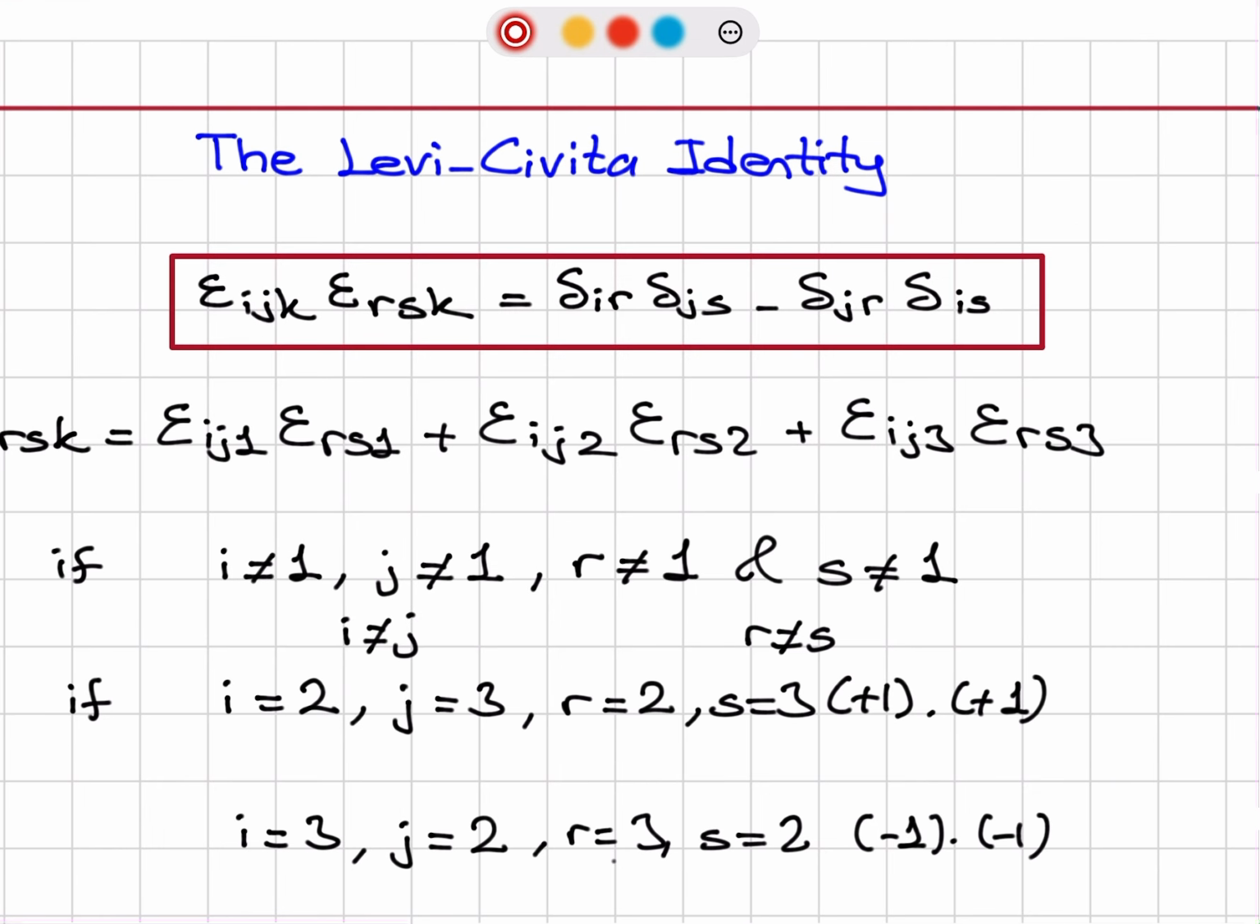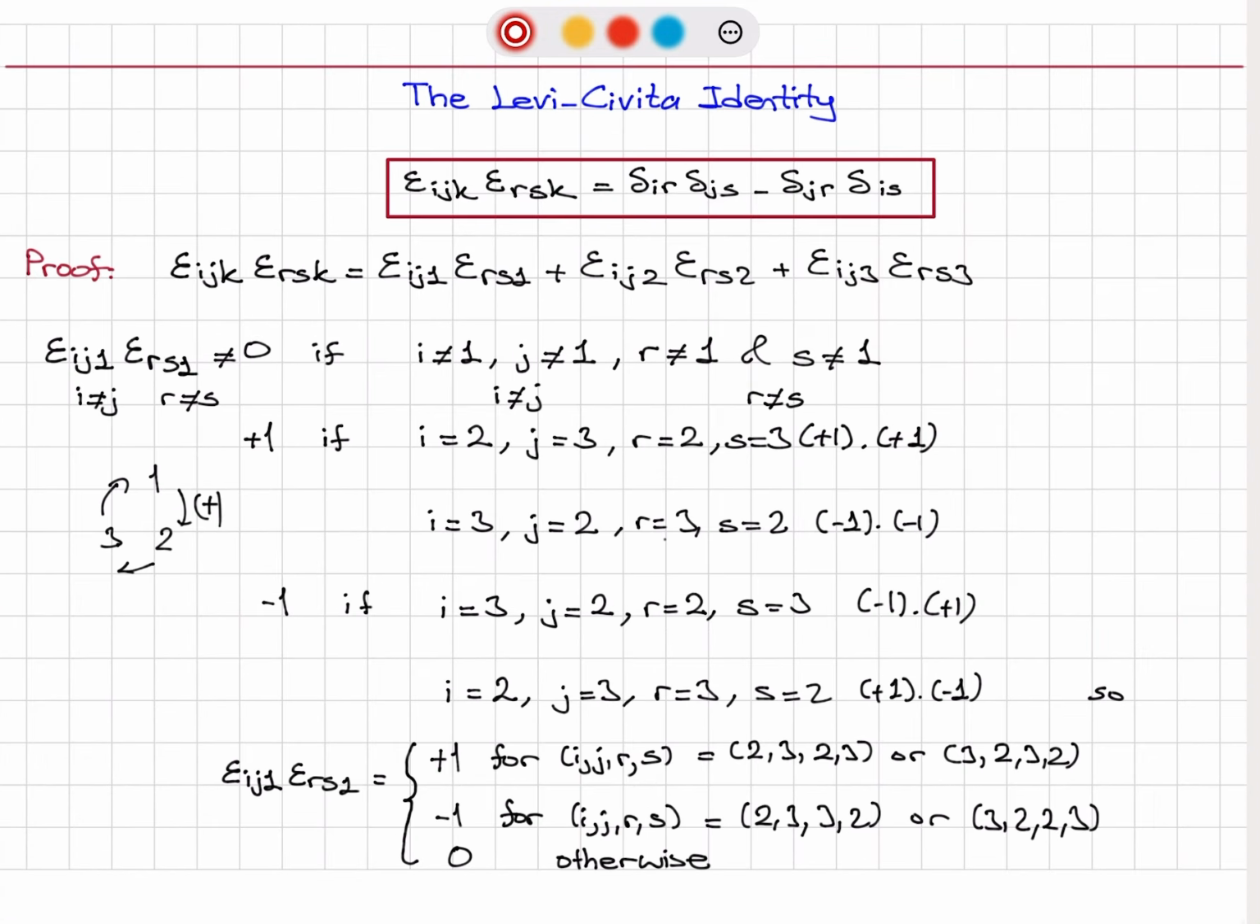So once again, we must have a repeated index. The repeated index must be in the same location, the last location on the epsilon, so the third position here. And once that's established, this product will give us Kronecker delta first indices, Kronecker delta second indices, minus Kronecker delta inner indices, Kronecker delta outer indices. So that's the Levi-Civita identity.